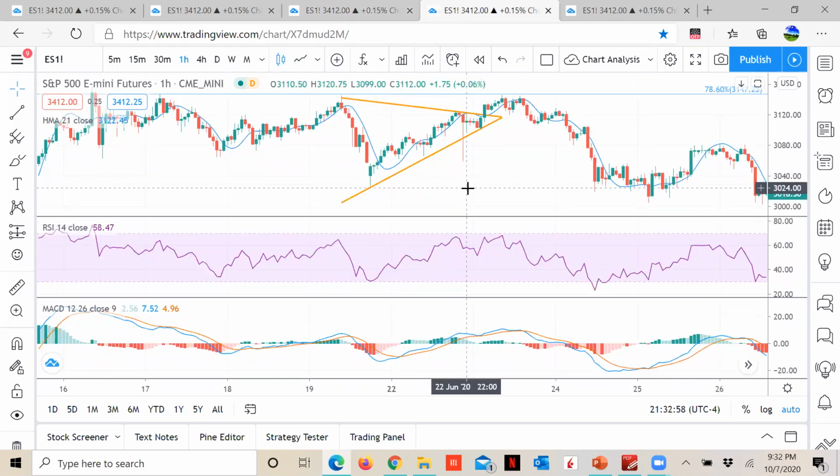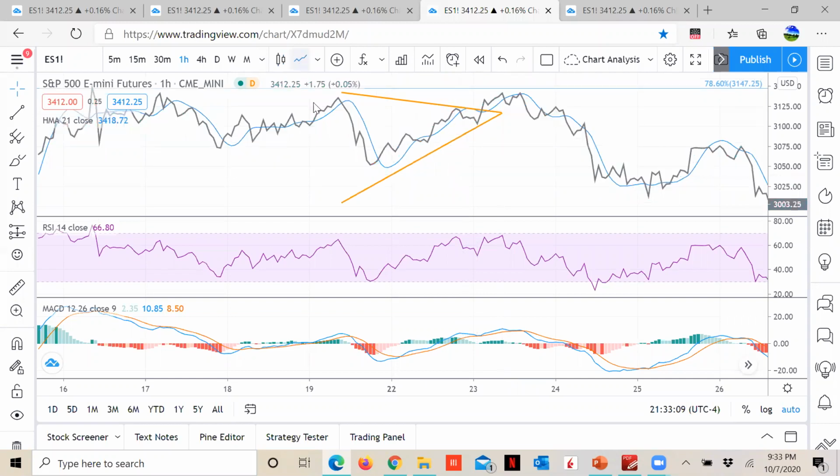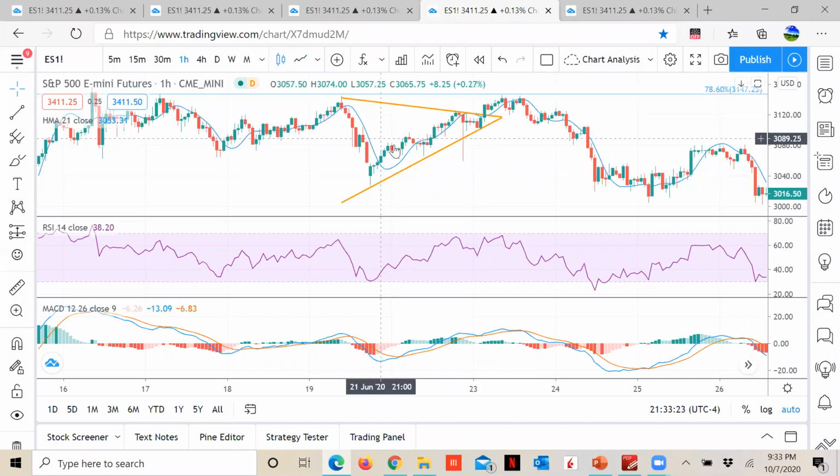The fourth one was the symmetrical triangle with a breakout at the top, forming a bullish pattern. So if I click on the line chart, it shows how it navigates between the two trend lines and breaks out just before this apex here. And this forms a bullish pattern, at least for this duration.